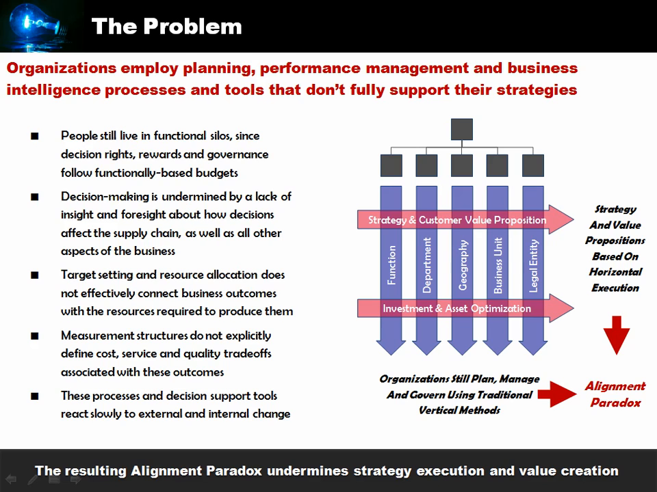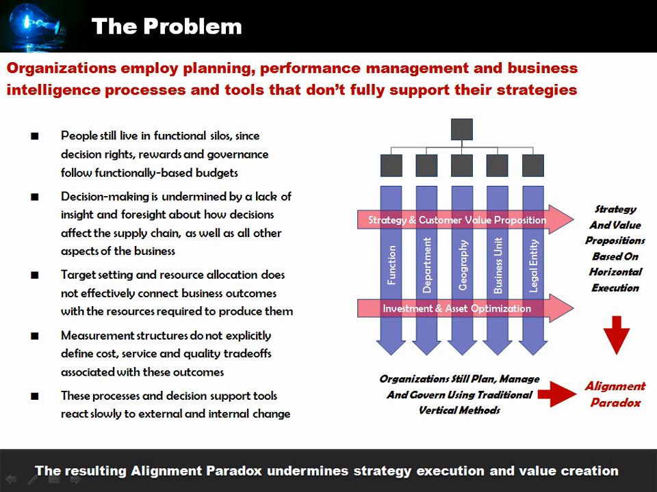So why do organizations hit this wall? Well, it's because they've been unable to effectively address 5 problems that are shown on the screen. And it's these problems that undermine strategy execution and most cost and process improvement efforts. These problems exist because organizations lack effective capabilities for coordinating business outcomes across functions, business units, and legal entities. And this is significant because strategies and value propositions all cut horizontally across these vertical organization structures.